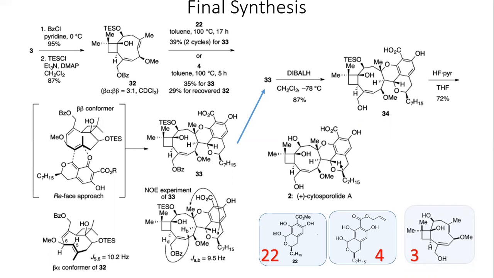This ring is still intact, right? Even though the ethanol group was here, that ring is now still intact. And this is the Cytosporolide A, which was the initial target. Well, all of this happened because they saw the potential for a Diels-Alder reaction here with this starting material that they had previously synthesized. So I think we're actually out of time.